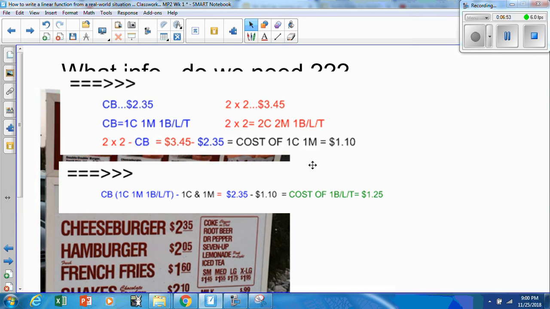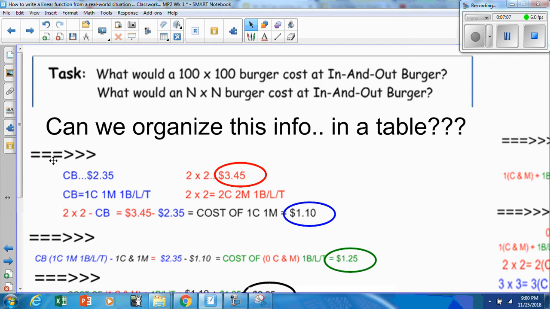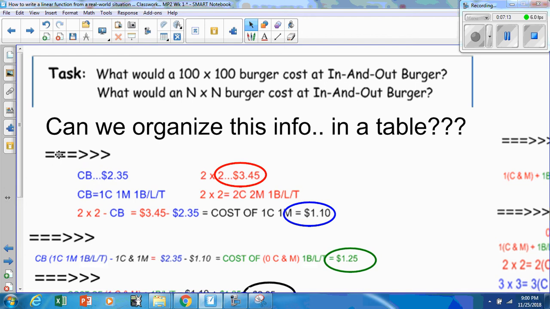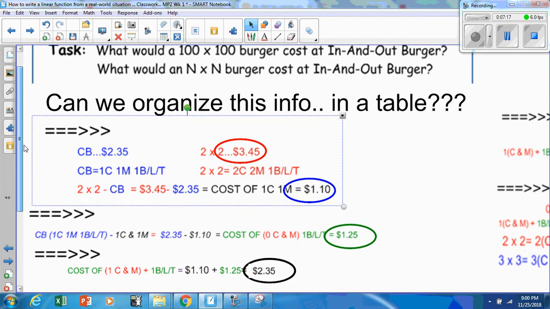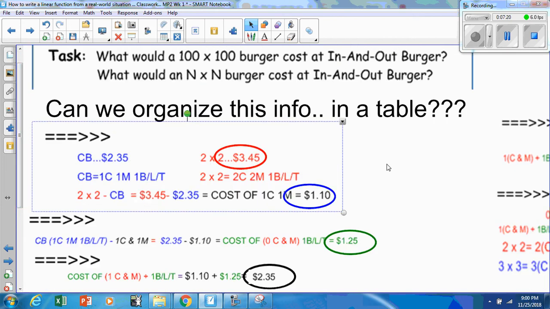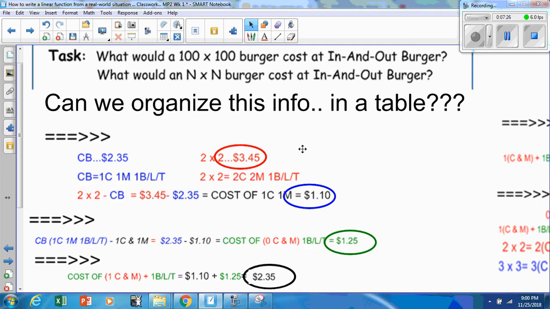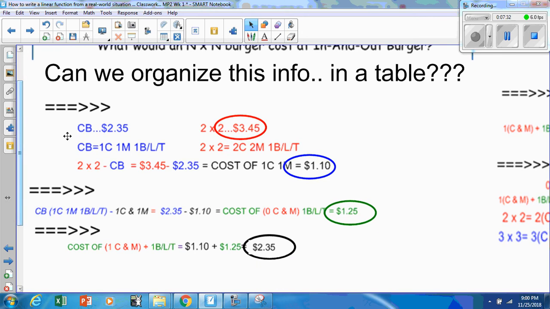This is going a little longer than I thought because I guess I didn't know how long to expect. We got to organize this information in a table. Okay. How can we organize this? Well, what we know is this. We know that $3.45, $1.10, $1.25, and $2.35 have to be put on some sort of table. So let me help you with what that table could look like.